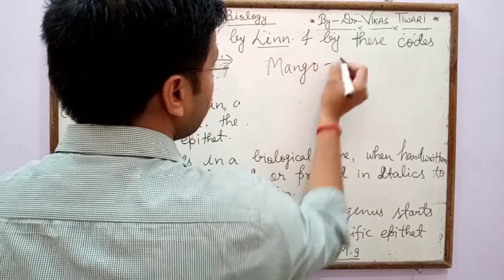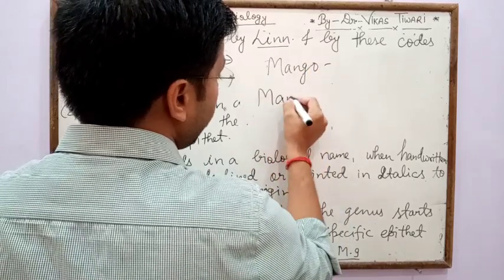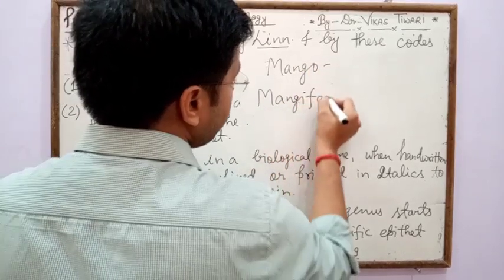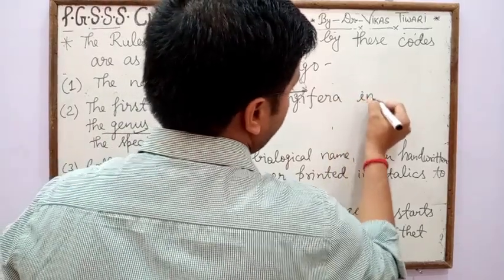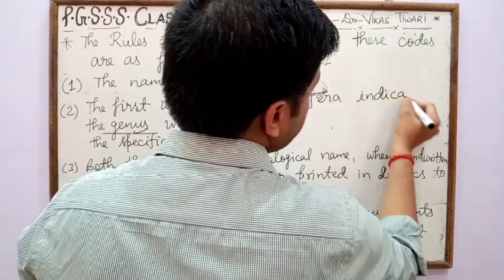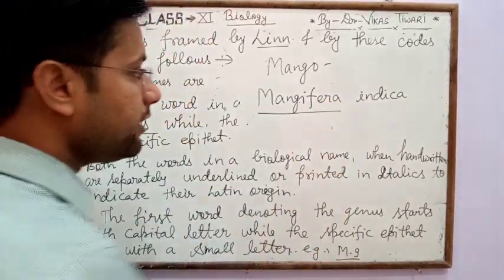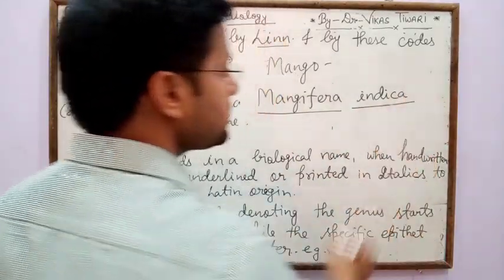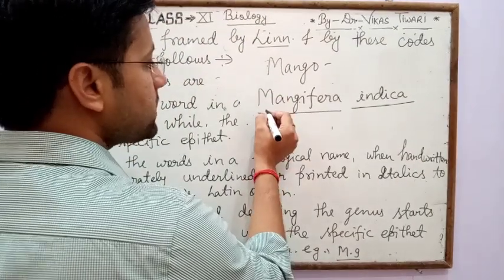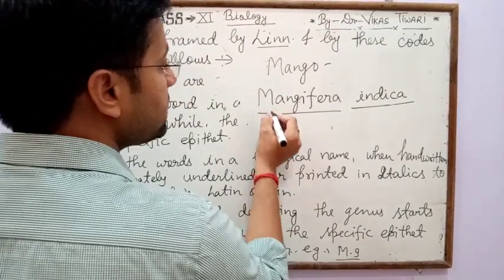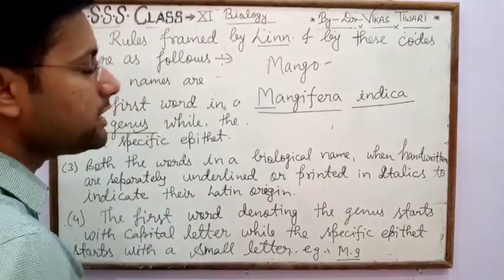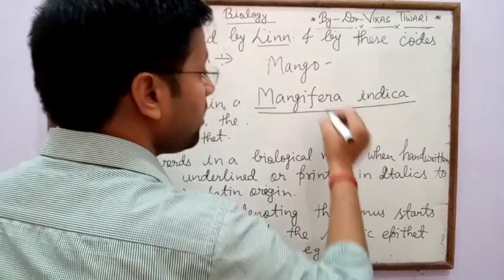Another example is the scientific name of mango. Mangifera indica is the scientific name of mango. So Mangifera is the generic name, while indica is the specific epithet. So the first letter of the generic name, that is Mangifera, M is always capital, while indica is in small.